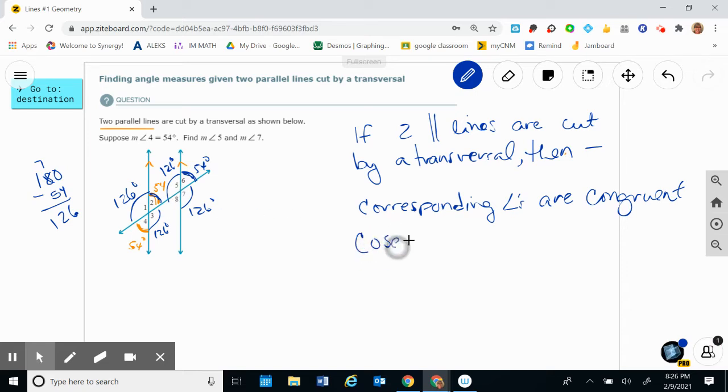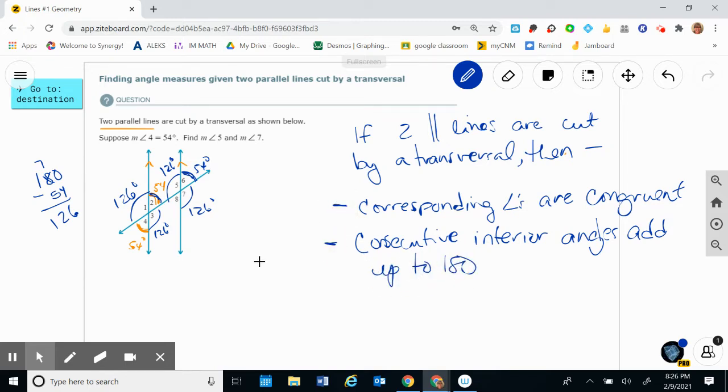Consecutive interior, you haven't learned that one yet. Consecutive interior angles add up to 180. Okay, so here's a couple of things that are definitely true whenever you have two parallel lines cut by a transversal. Okay, you haven't learned consecutive interior angles.